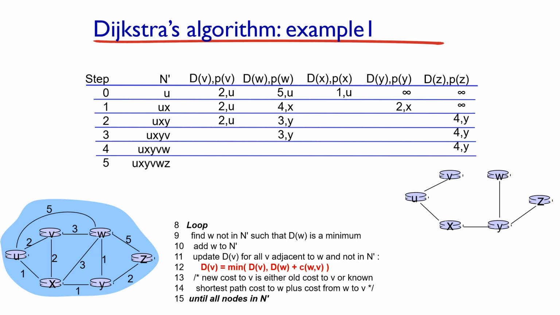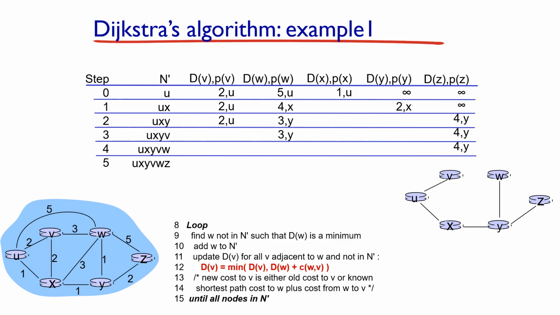Now the second half of the algorithm is inside the loop. From step number 8 to 15, inside the loop, it will pick one node at a time. In one iteration, one node is chosen and it is added into the list of n dash. Then the second row, that is the step number 1, is filled by updating the d of v.